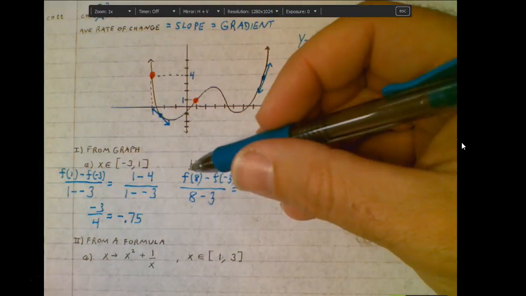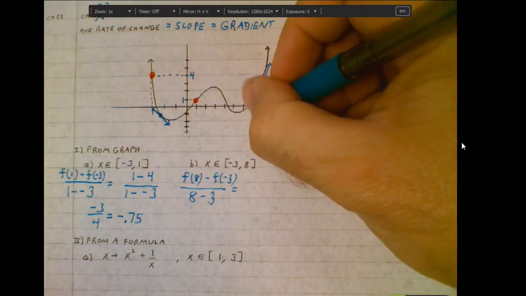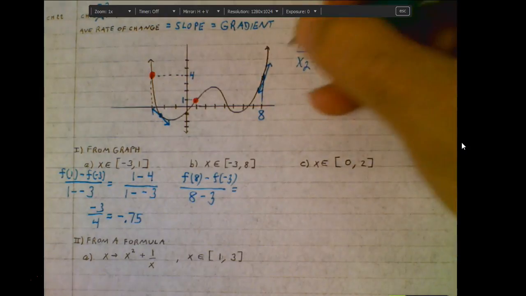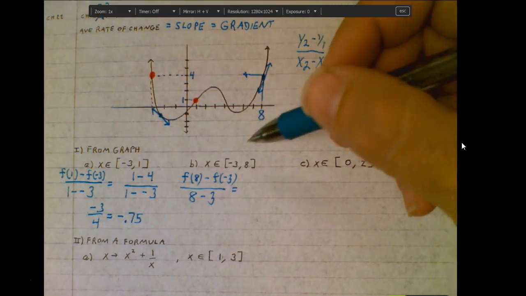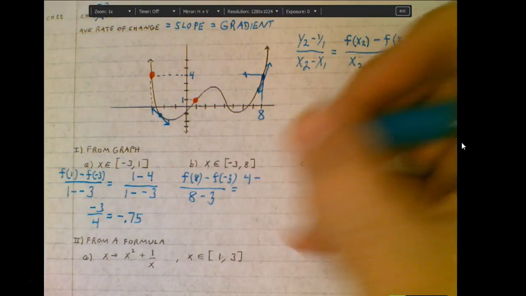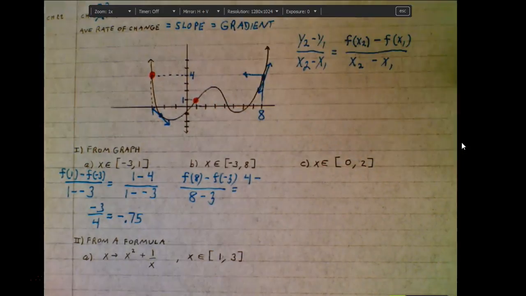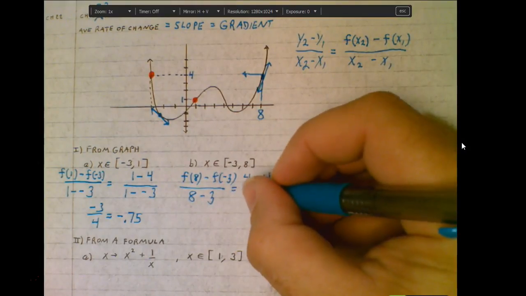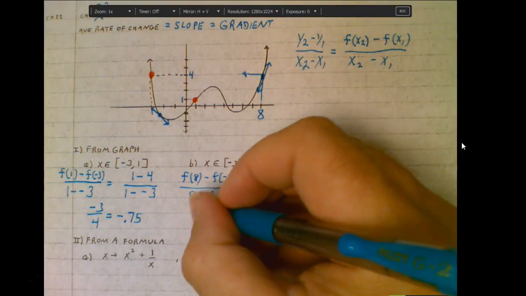So if I were to say, well, what is f of 8? So 1, 2, 3, 4, 5, 6, 7, 8. Here's where x is 8. If I plug that into the graph and trace that over to the y-axis, I'm going to see that f of 8 is 4. So that's my y value. F of negative 3 we already saw gave us also a value of 4. On bottom, 8 minus 3 is 5. A little cleanup on that. 4 minus 4 is 0. So that would be our gradient.